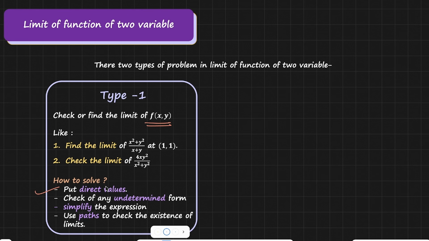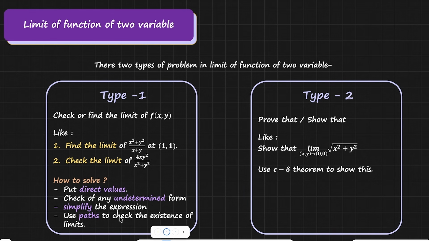Put in the direct values. Whatever the value is, let's say 1 comma 1, you can put in the direct value unless it gives you an indeterminate form. Check for the indeterminate form, meaning 0 by 0, 1 by 0, 1 power infinity. If you get this kind of problem, then simplify the expression as much as possible, and otherwise use the paths to check the existence of the limit. We'll solve the problem, don't worry about this.